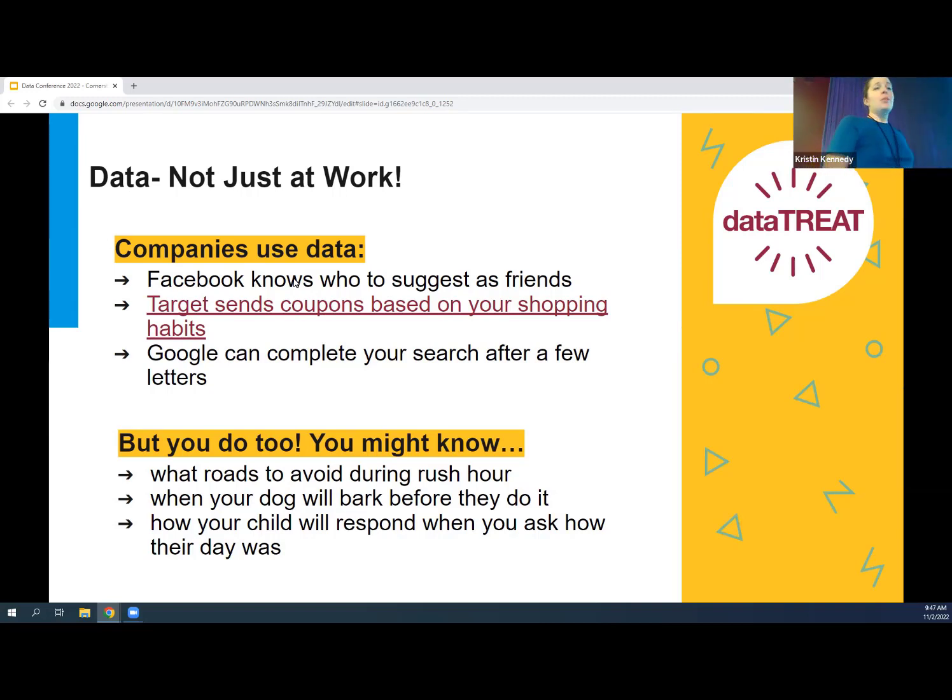You know what roads to avoid during rush hour. If you have a dog, you know exactly when he's about to bark, and you can tell him to stop before he even opens his mouth. For some of y'all that have kids, I know when I was teaching, I knew exactly how John would walk in and tell me how his day went yesterday. Fine. What'd you learn? I don't know. So these are data points, they're just not numbers. But keep in mind that this is still data, and you still need to understand where it's coming from and what to do with it sometimes.